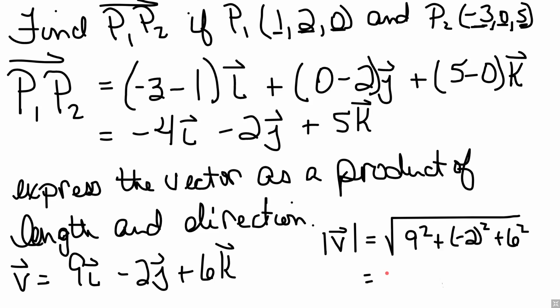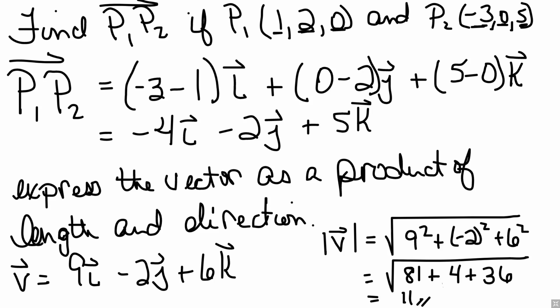All right, so what we're going to do is we're going to end up with the square root of 81 plus 4 plus 36. Okay, so if we do that, what value are we going to end up with? Yes, we're going to end up with 11. Okay, so that's going to be our magnitude.